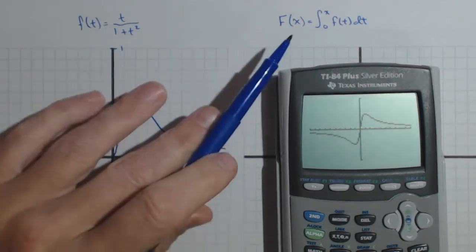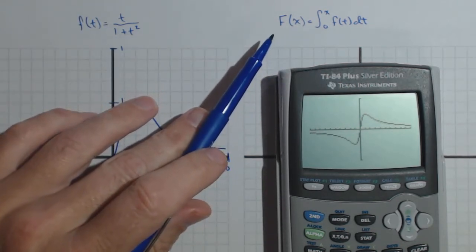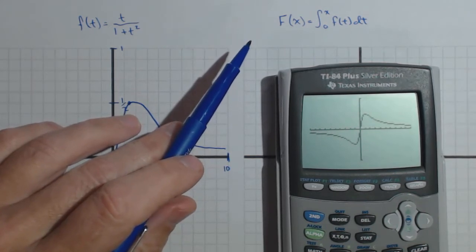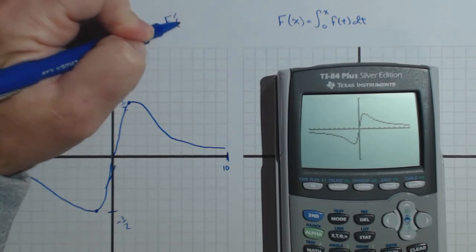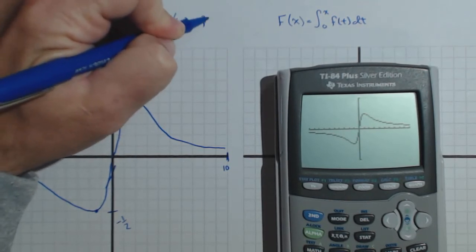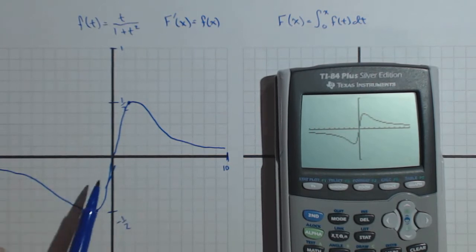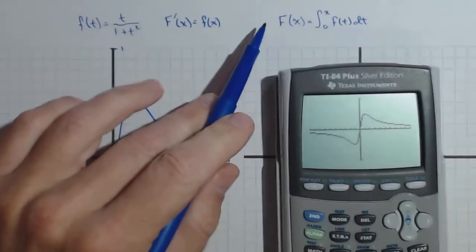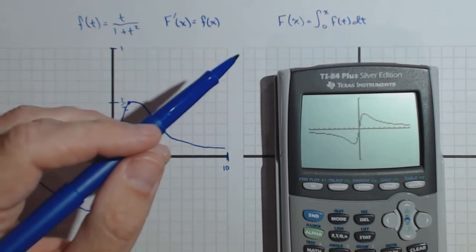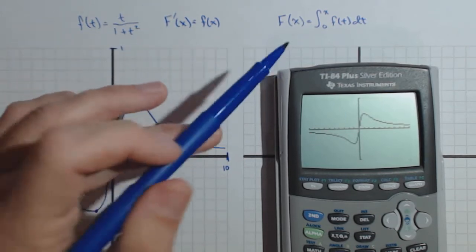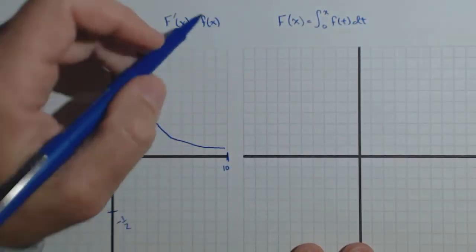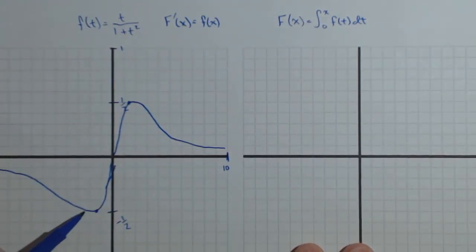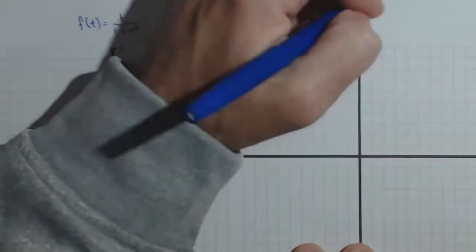Now, as far as the relationship between these two, what we know from the second fundamental theorem of calculus is that capital F prime of x is equal to little f of x. So this is the derivative of this function. So now we can actually use our derivative test to figure out where this function is increasing and decreasing. So we can make our number line, but notice what we see. The derivative is negative on the left side of the axis and positive on the right side of the axis.